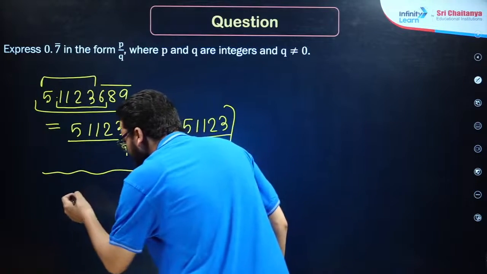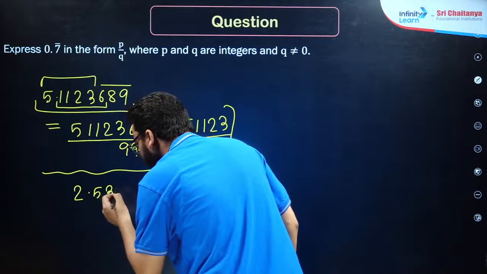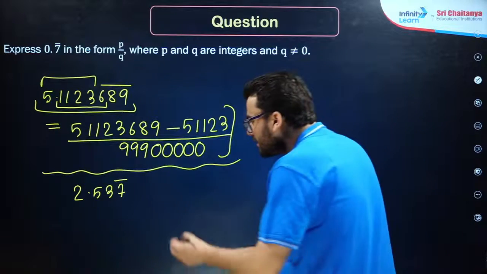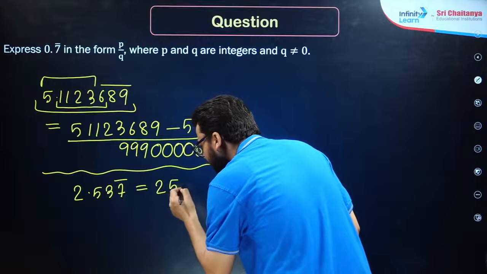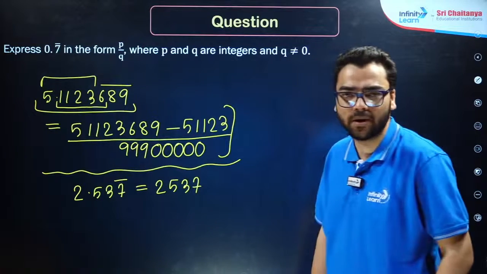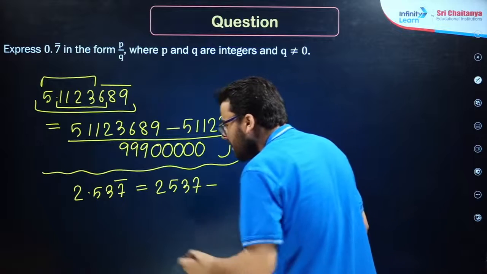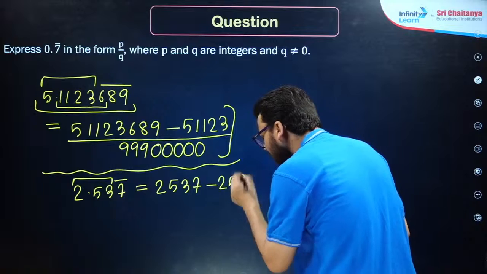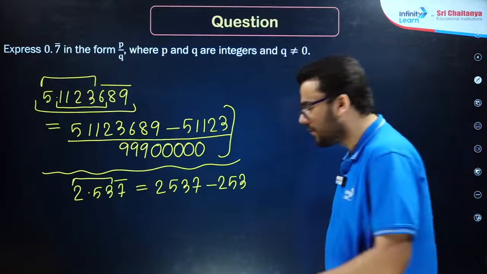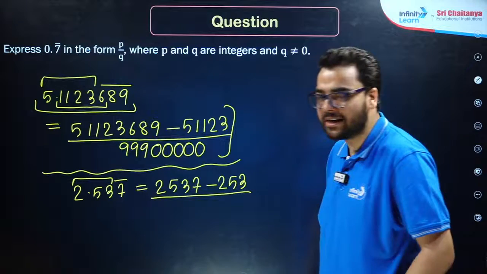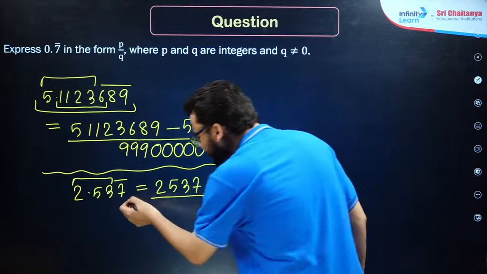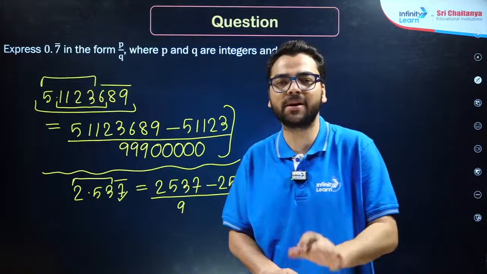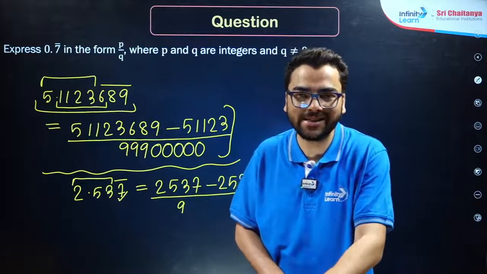I'll give one more example. For example, you have got something like this, and you put a bar over it. How will you do this? Write the complete number 2537 minus the number on which bar is not there, divided by, on how many digits you have got the bar. On 1 digit you have got the bar, so 9 will come. The number of times 9 will come depends on the number of digits on which bar is there.